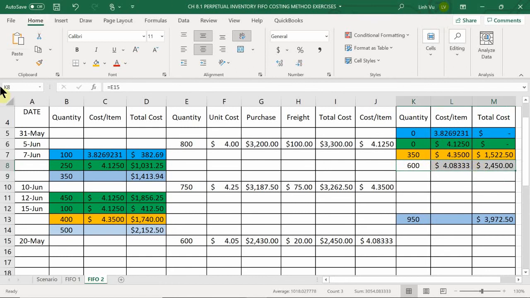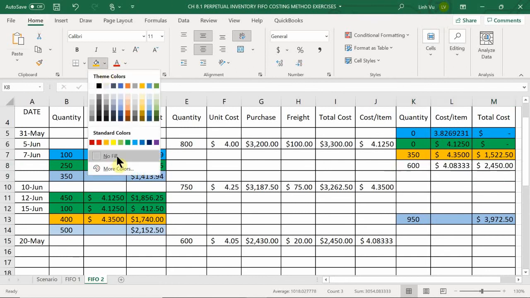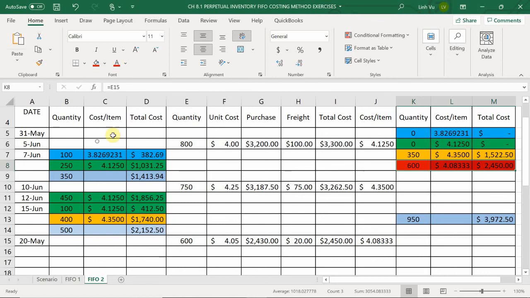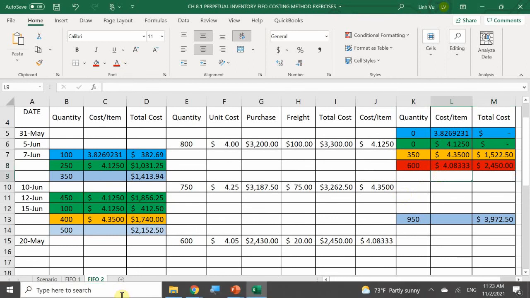I'm going to make this yellow. You can tell that no, you can't really tell. Red. Well, I guess we'll go with red. Okay, so there you go. Batch of inventory is for red. So now we have a total of 950 units available to sell.